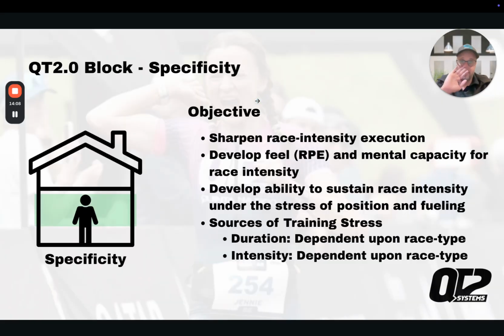Next up, we have our specificity block. The objective of this block is to sharpen race intensity execution around race intensity efforts, develop the feel, perceived exertion, and mental capacity for race intensity, and develop the ability to sustain race intensity under the stress of position and while fueling. Sources of training stress: duration is going to be dependent upon the race type, as is intensity. This training block is less about building fitness and much more about making sure that we can use the fitness that we have in as race specific a way as possible.